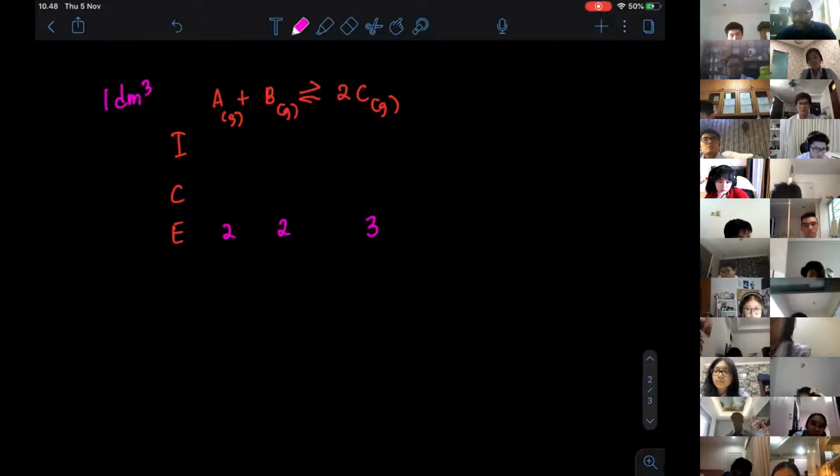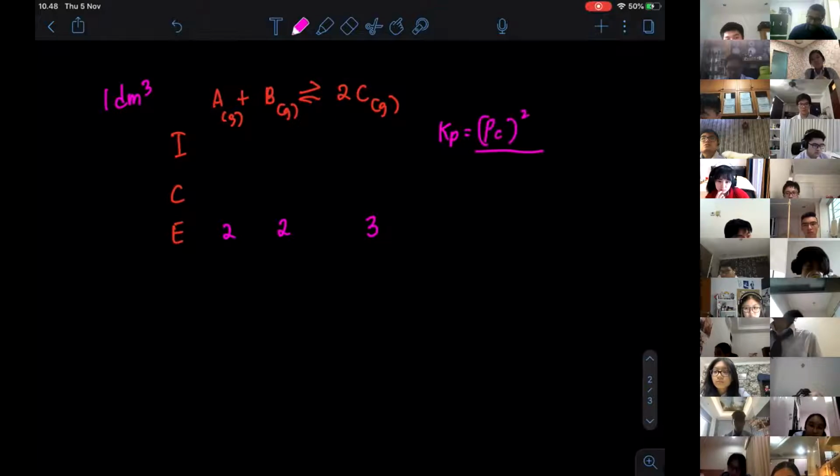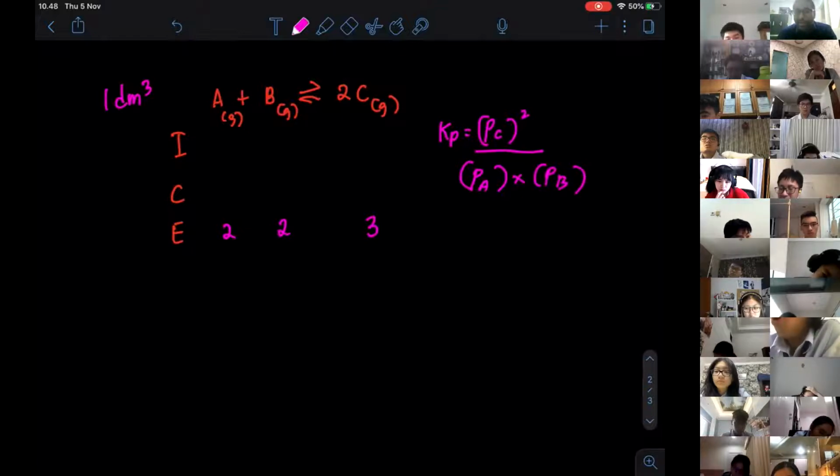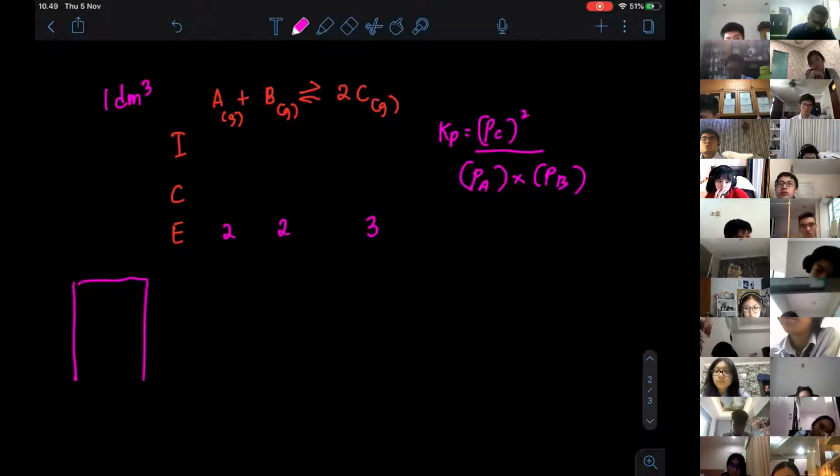Now, if I want to write the Kp, I will write Kp equals to partial pressure of C to the power of 2 divided by partial pressure of A times partial pressure of B. How do I calculate all these partial pressures? Very simple. You calculate like this. In this particular container, I have 2 moles of A.